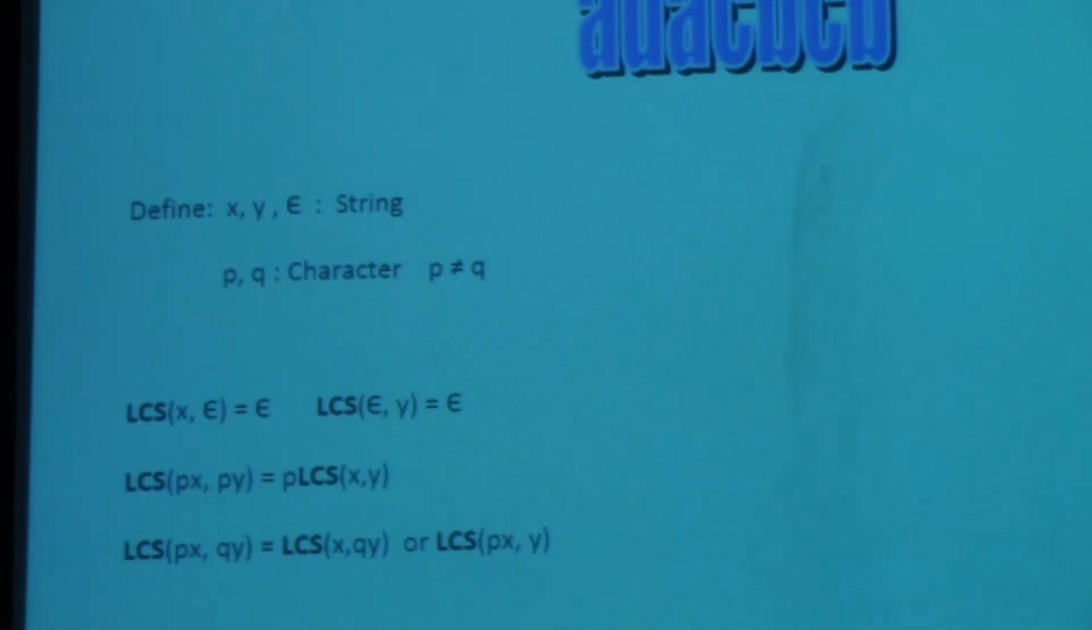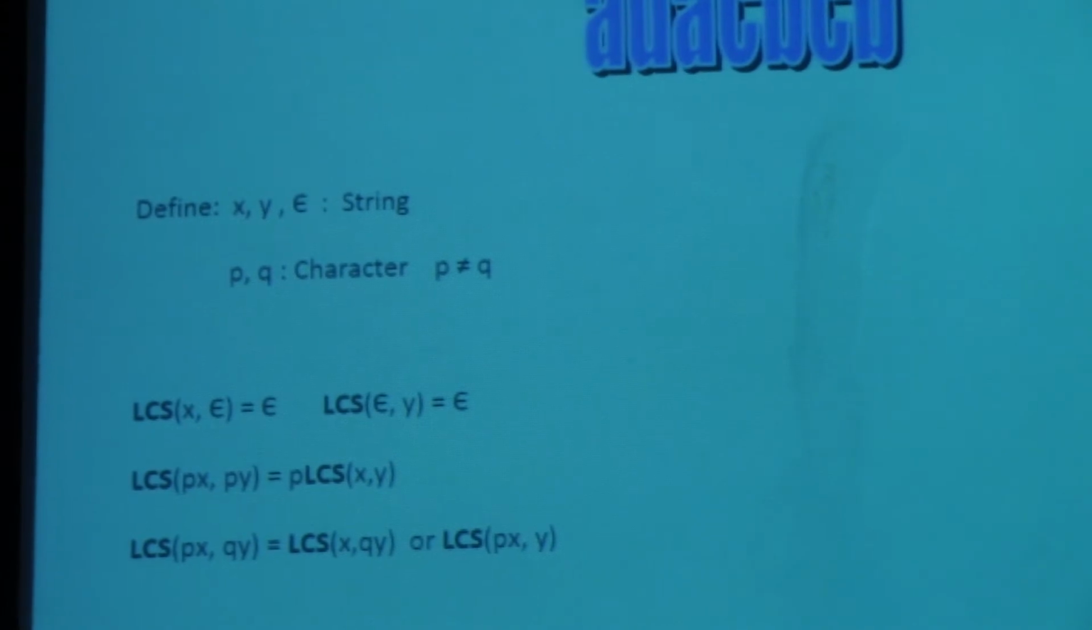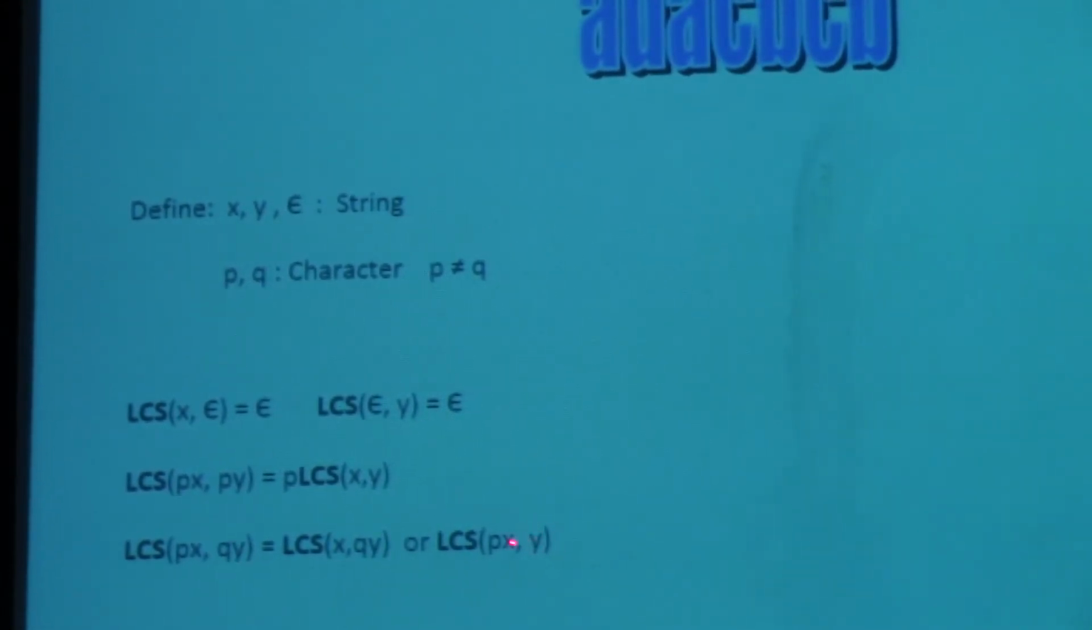So therefore what we're going to do is strip off the first character, p, and just take x, which is the remainder of the string, with all of qy. Or we can take the first character of y, which is q, and just match y with px. So the longest common sequence between px and qy will be either this, without the p on the first one, or without q on the second one. Does that make sense? Because they're not matching.